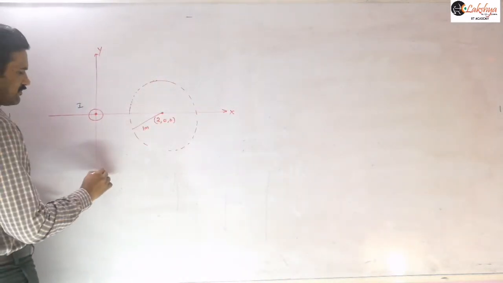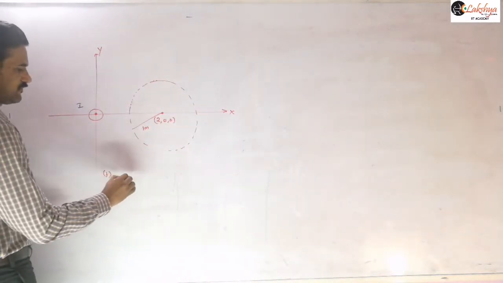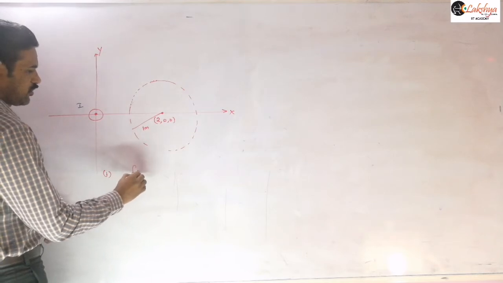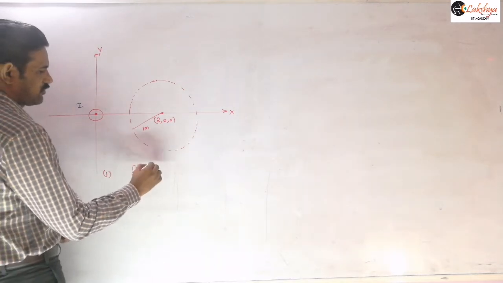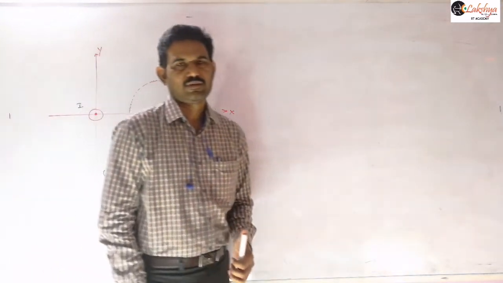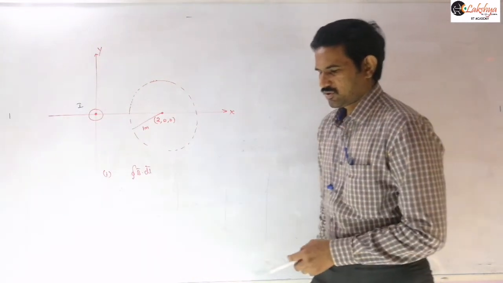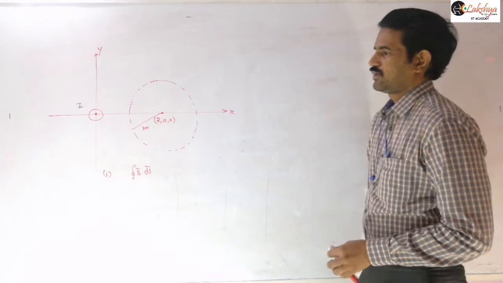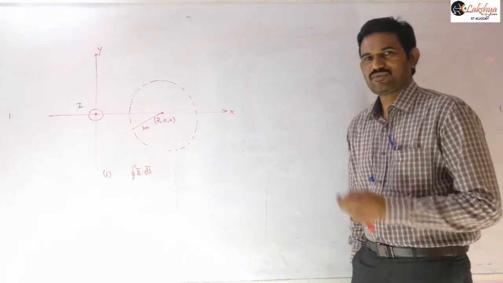The first question is: find the line integral of B bar dot dl bar along the circumference of the circle.